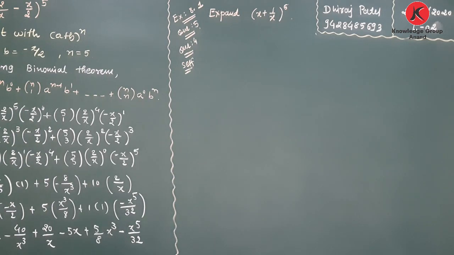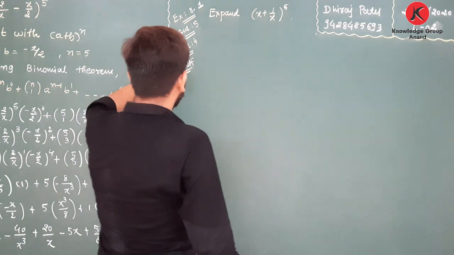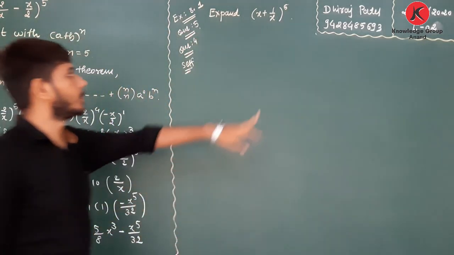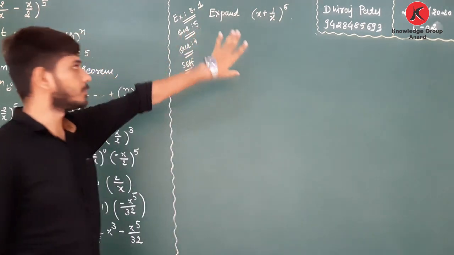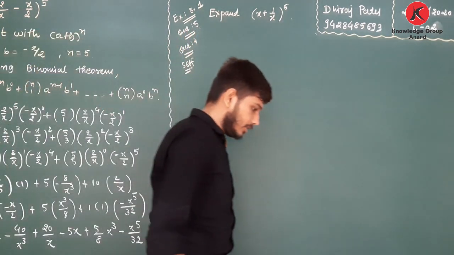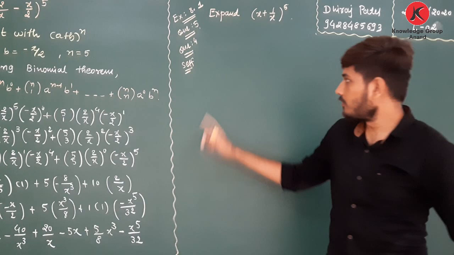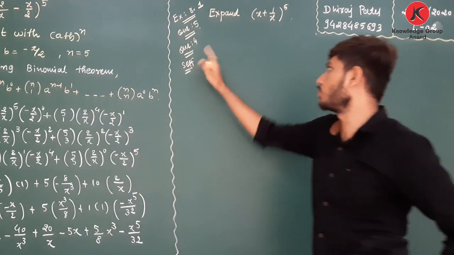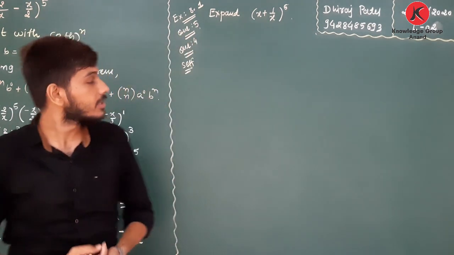The next question is question number 5. Question number 4 is also similar to this type of question. In this question, power 5 is there. Question number 4, power 5 is there. For that, the total number of terms are 6, and we can calculate it easily like this. So you have to do question number 4 in your self practice.